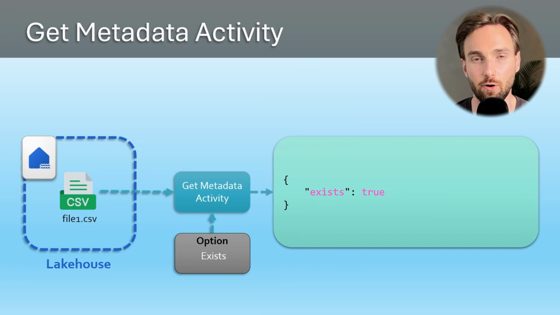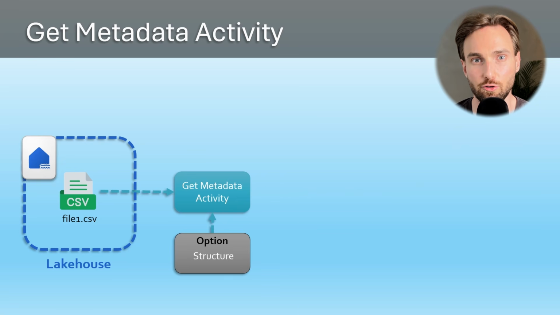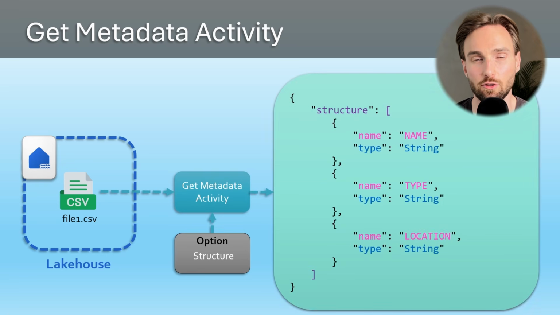Next, let's change our get metadata activity's option to exists and run our get metadata activity again. Now we can see that our return value is a Boolean value. And it is now true since our file is there and exists. If our file didn't exist, the get metadata activity wouldn't throw an error but would return false. Lastly, let's set our option to structure and see what kind of output our get metadata activity would now yield when it runs. We can see that after it runs, we get the structure array in the output, and it has all the columns and their data types that we would have in the CSV file.